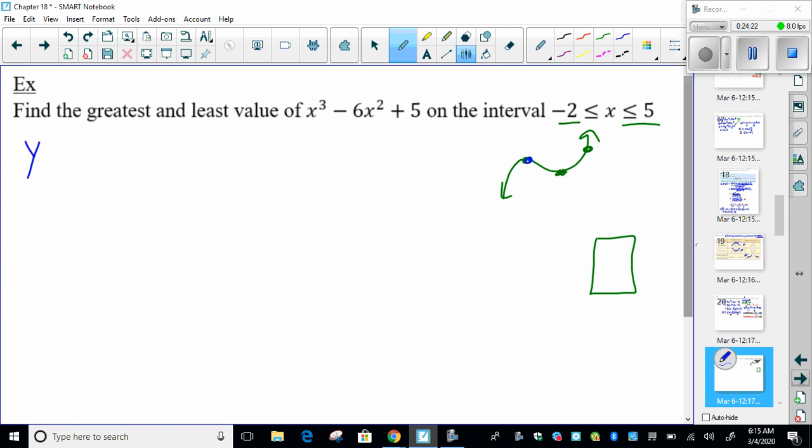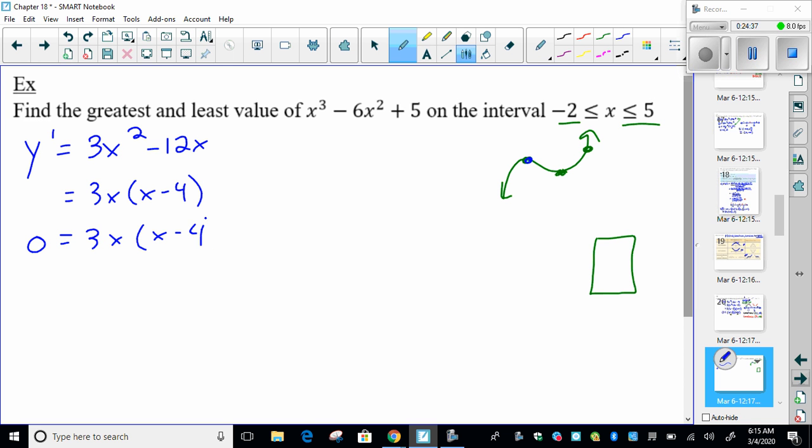So we're going to start with the derivative. We'll just call it y prime. So that's 3x squared minus 12x. Okay. So then I'm going to factor out a 3x, and I'm left with x minus 4. So figuring out where those zeros occur, I have a 0 value when x equals 0, and I have a 0 value when x equals 4.